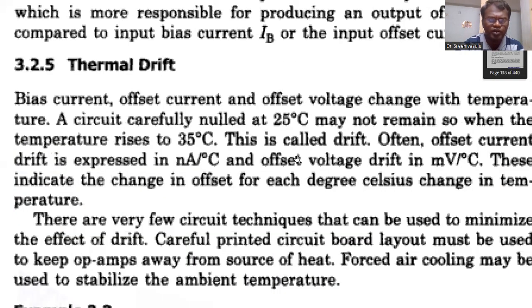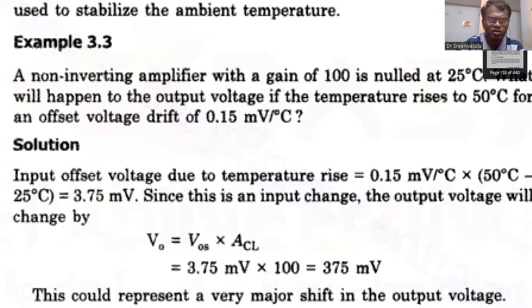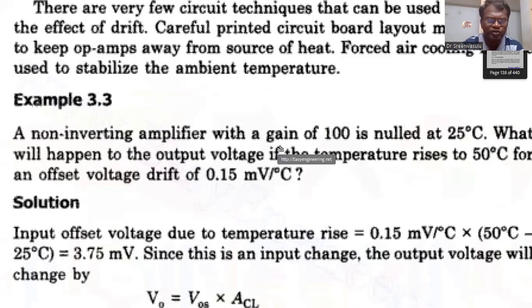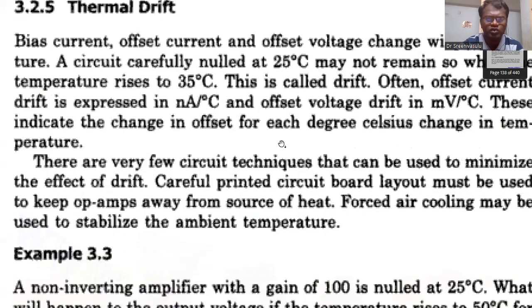Now one more parameter we need to discuss, thermal drift. The bias current, offset current and offset voltage change with respect to temperature, because the internal circuit setup of the op amp is transistor or FET. The transistor and FET parameters are affected by the temperature. So it is a very important point we need to remember.